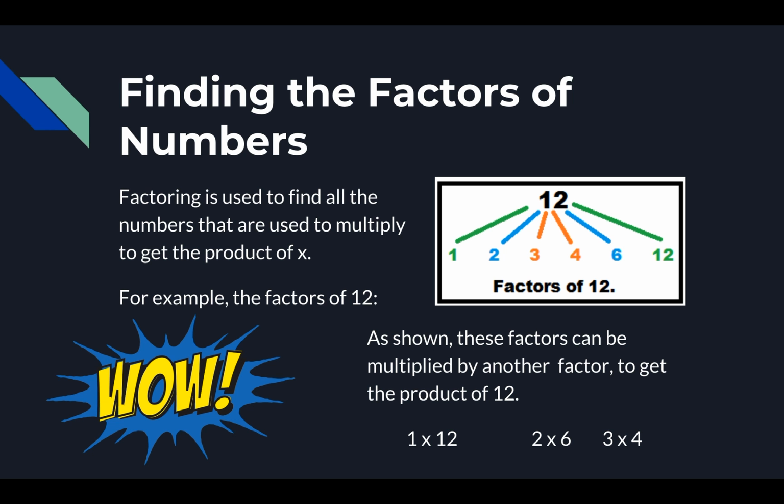Finding the factors of numbers. This is the really basic skill. I just decided to put it here in case y'all forgot. Factoring is used to find all the numbers that multiply to get the product x. For example, the factors of 12 are 1, 2, 3, 4, 6, and 12. These factors can be multiplied by another factor to get the product of 12. So 1 times 12 is 12, 2 times 6 is 12, and 3 times 4 is 12. Hopefully you knew this.